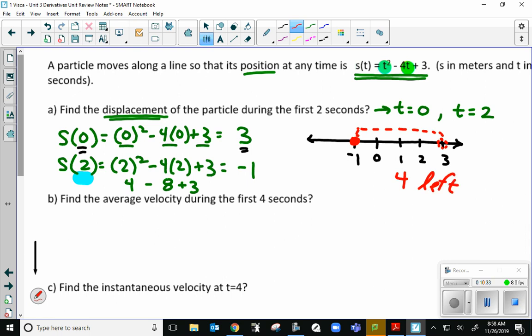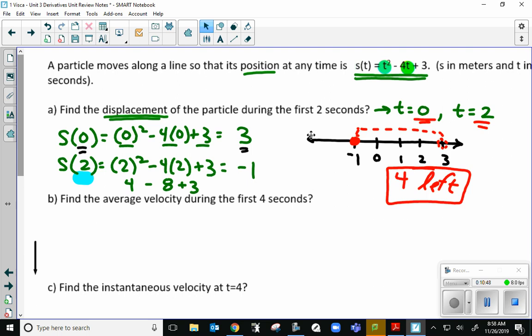So that's how I'm going to answer the question. Find the displacement. It's 4 spaces left of where it started in the first 2 seconds, from time 0 to time 2. It's just asking me to find the displacement, not give some massive explanation. So it's 4 spaces to the left from where it started. That's the displacement. Okay, next.